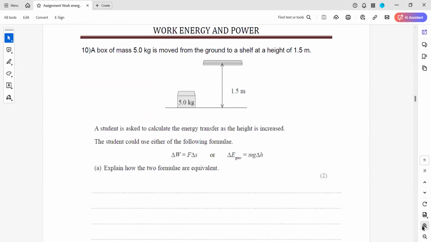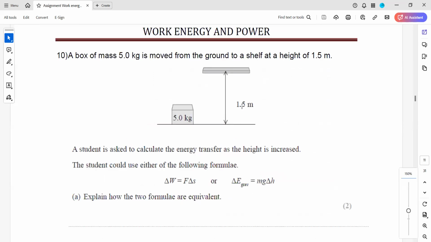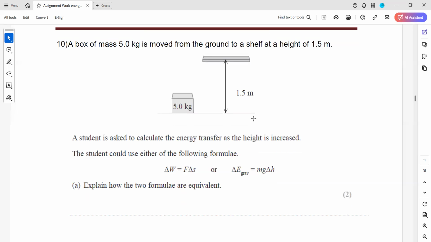The next question: a box of mass 5 kilograms is moved from the ground to a shelf at a height of 1.5 meters. A student is asked to calculate the energy transfer as the height is increased. The student could use either of the following formulas. Explain how the two formulas are equivalent, like how these two formulas are the same. So we have to just show how these two formulas are the same.